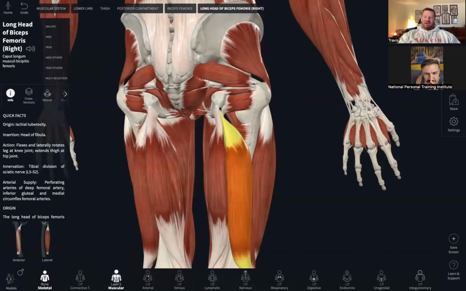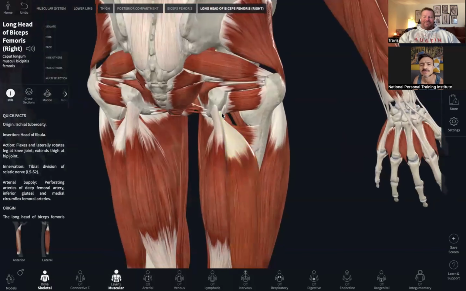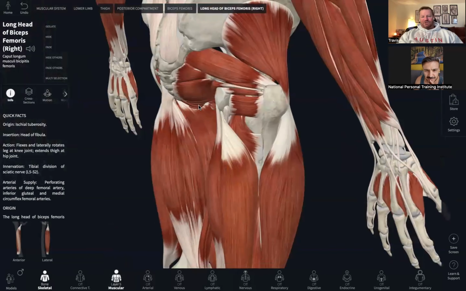Okay. So if we look at the origin, which is going to be right up here, the ischial tuberosity. How do you say it in Spanish? Ischial tuberosity. Tuberosidad del isquión. Isquión. Okay. Sí. That's awesome. Tuberosidad del isquión. So this is where the origin is. So that would be like the start of the muscle.